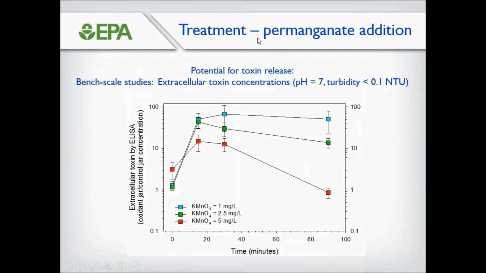Now, one variation on the conventional treatment process that's applied at a lot of surface water treatment facilities is the addition of potassium permanganate. And the permanganate is added for a number of different reasons.